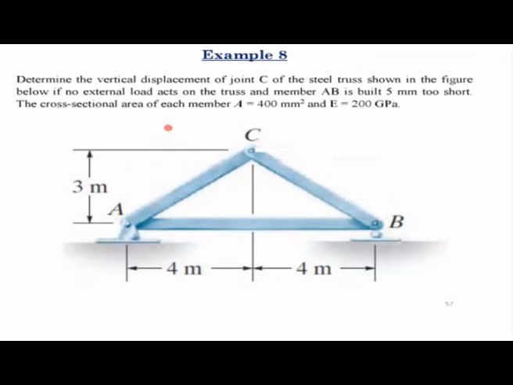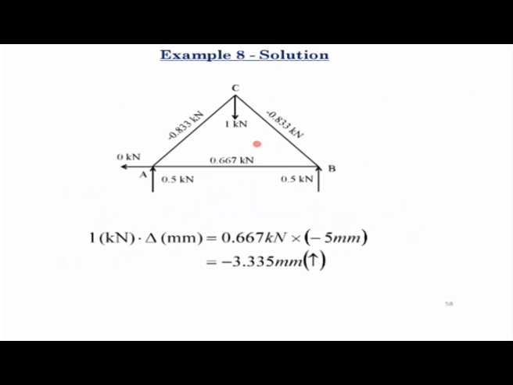So again, we have another example. Now instead of that external load, we are saying this member AB is built 5 millimeters too short. That is, the length of this member is actually 8 meters, but it has been found that the member is 5 millimeters less than 8 meters. So it is 7.995 meters. Because of this, they are asking you to calculate the vertical displacement of this joint C. In order to do that, once again we apply the unit virtual load and we calculate the member force in this member where that fabrication error has occurred.